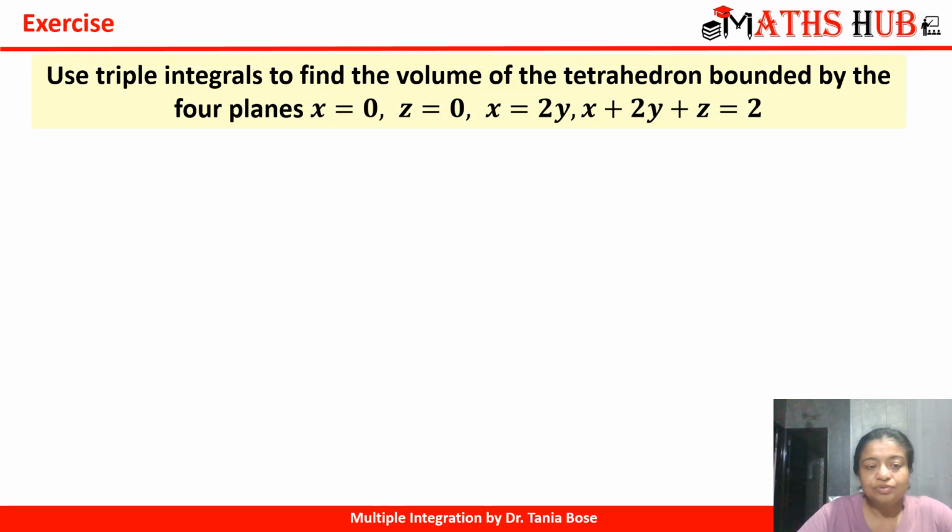Now let's come to the first question. Use triple integrals to find the volume of a tetrahedron bounded by the four planes x equal to 0, z equal to 0, x equal to 2y, and x plus 2y plus z equal to 2. You can see that the question involves the Cartesian coordinate system, so we will calculate the volume of this tetrahedron using the Cartesian system.